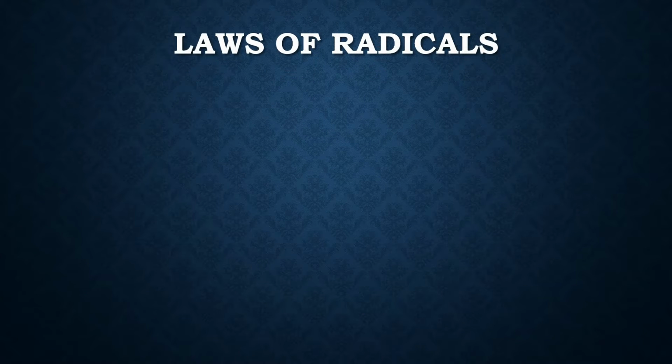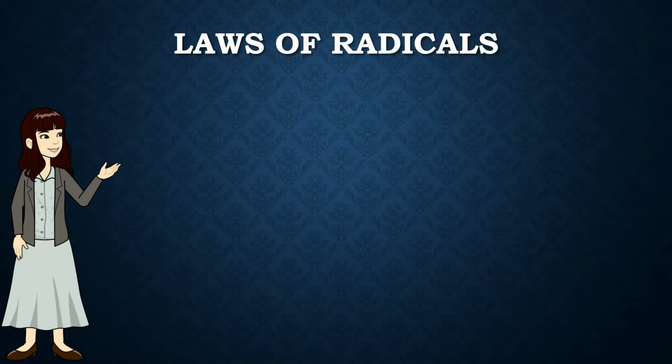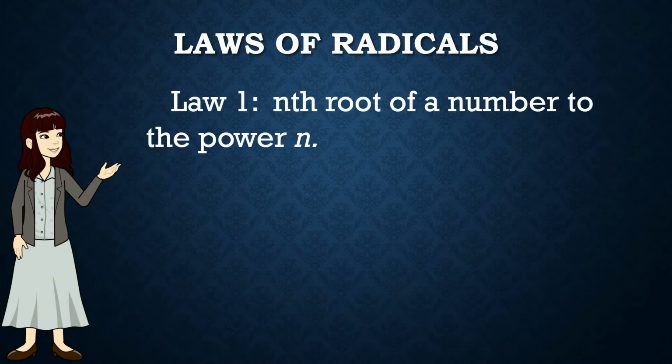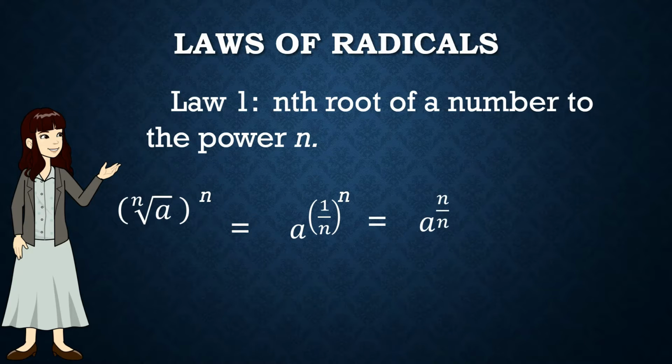Okay, we are now in the laws of radicals. The first law of radicals is the nth root of a number to the power n. It means the nth root of a quantity raised to n is equal to a raised to 1 over n, quantity raised to n. So we multiply the exponents. So a raised to n over n, and n over n is equal to 1. So a raised to 1 is a. So the answer is a.